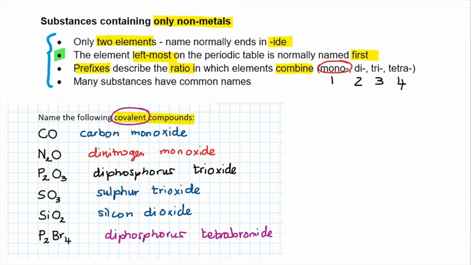So notice that the prefixes di, tri, and tetra can be used on the first element. Over here we have dinitrogen, diphosphorus, diphosphorus again. But we do not use the prefix mono for any of the first elements. We only use it for the second element.